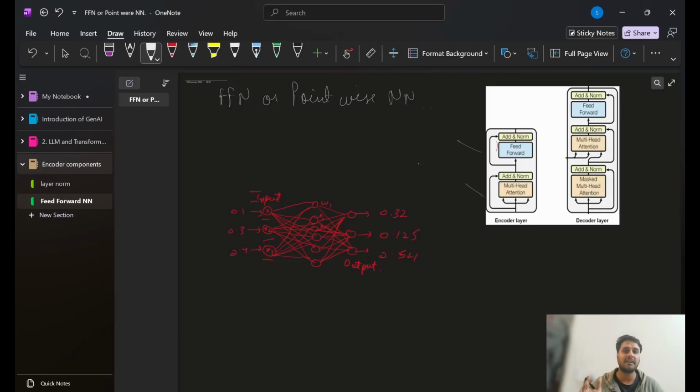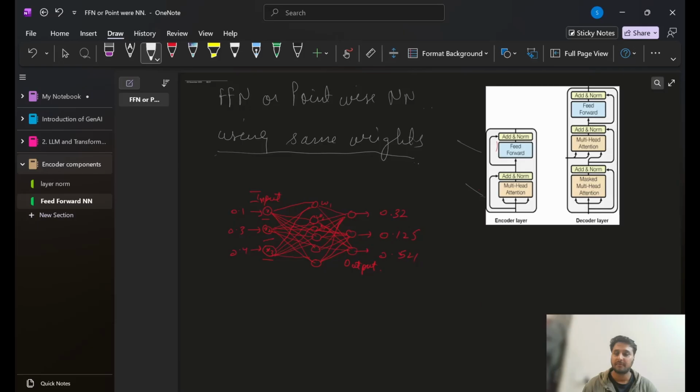That means if you have three words, each with vector size 3, FFN processes each vector one by one using the same weights. I'm again saying that it uses the same weights. I will tell you at the end of the video why we use the same weights. That is the secret that I want to share with you.